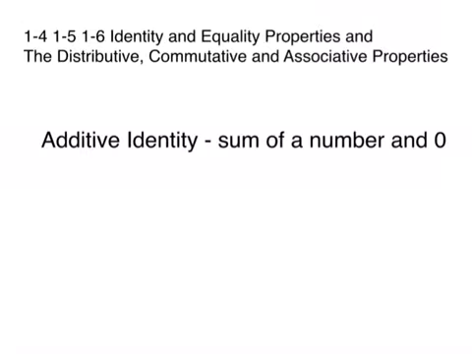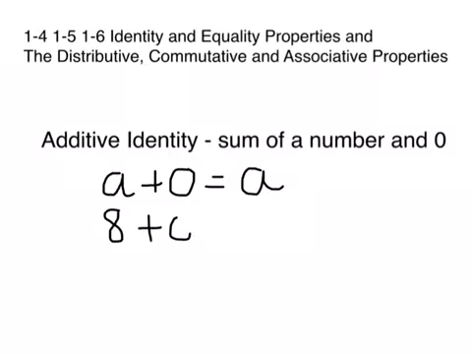The first property is the additive identity. This property states that when you sum or add a number and 0, you will always get that number. So if we take, for example, a plus 0, we're going to get a. Or for another example, if we take 8 plus 0, we'll get 8.